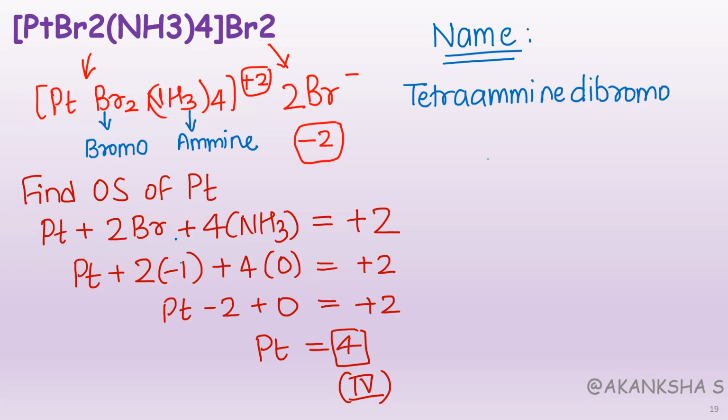Dibromo. Okay, since it's a positive complex, we need not make our metal to metallate. We can keep it as metal. Metal is what? Platinum. What is the OS? Platinum's OS is 4. Now, no matter whether there are 2 bromines outside, 8 bromines, 10 bromines, outside bromine is only bromine. And we call it as, if you remember, bromide. No tribromide, no dibromide, nothing, only bromide. And that is it. That completes your naming.